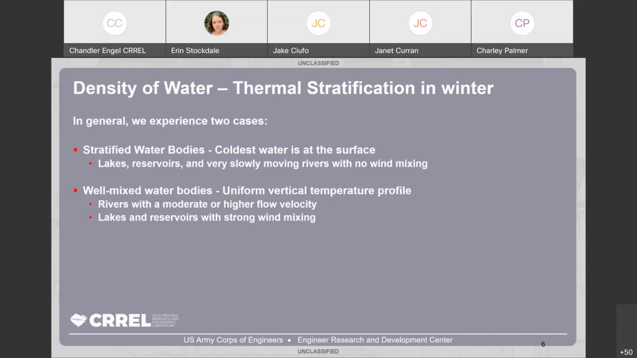The other case is for well-mixed water bodies where the turbulent mixing processes blend the water such that there's essentially a uniform temperature throughout the entire water column. So many rivers will fall into the second category, though individual reaches may not have much mixing. Stratification can occur. Lakes and ponds that are exposed to wind may not stratify if wind-induced vertical currents are sufficient to overcome that density variation. So there's no hard rules here.